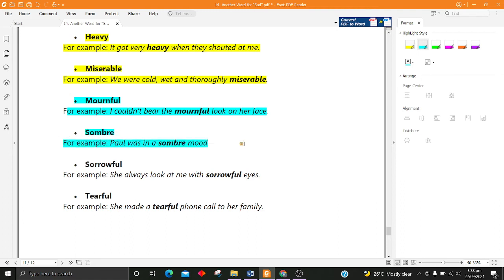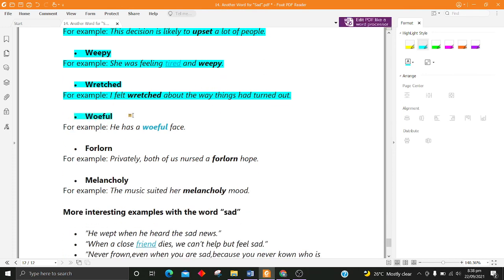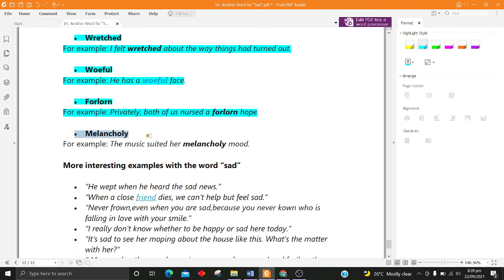Somber, for example: Paul was in a somber mood. Sorrowful, for example: she always looked at me with sorrowful eyes. Tearful, for example: she made a tearful phone call to her family. Unhappy, for example: I hate to see you unhappy. Upset, for example: this decision is likely to upset a lot of people. Weepy, for example: she was feeling tired and weepy. Wretched, for example: I felt wretched about the way things had turned out. Woeful, for example: he has a woeful face. Forlorn, for example: privately, both of us nursed a forlorn hope. Melancholy, for example: the music suited her melancholy mood.